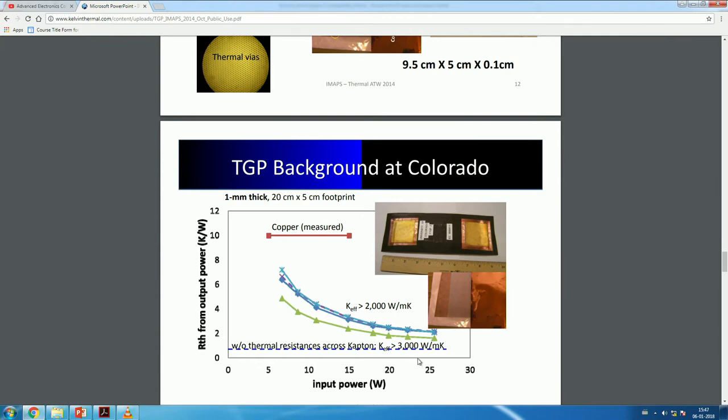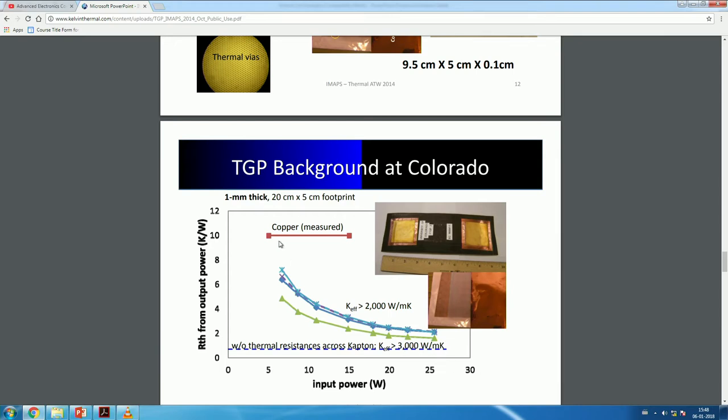But this is also a function of the heat load, because it is not really thermal conduction, right? It is vapor flowing through. So the more heat load you put in, you have more vaporization and therefore better transport, of course within a certain limit. You do not reach the limit where you have vaporized everything and then you have dry out. But within that, you can see that with input power up to 25 watts, he was able to show, for 1 millimeter thick, 20 centimeter by 5 centimeters, how the thermal resistance is coming down.